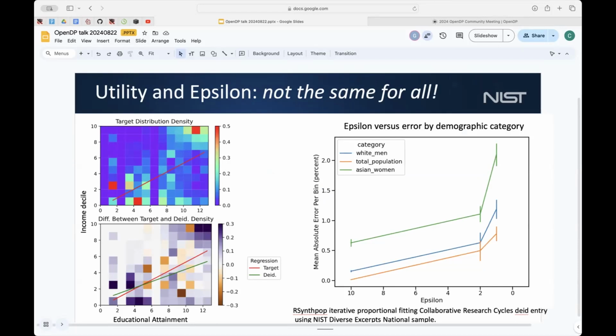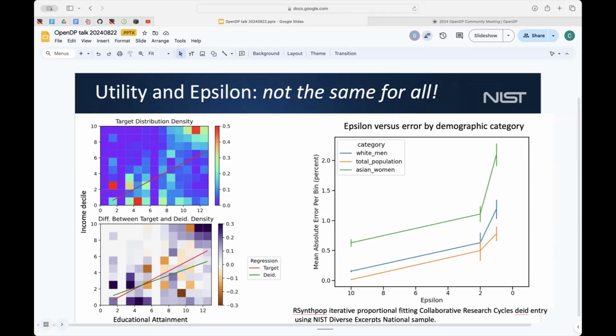collaborative research cycle. On the left, you see an example of one of the metrics that we have in SD-NIST. This is a regression analysis that uses education to predict income. So on the x-axis, we have the educational attainment from 0, which is none, to 12, which is having a terminal degree. And then the income decile is the binning of earners. The top data is the original data distribution. And then the bottom is some synthetic data that have been produced. And you can see that the synthetic data have a slightly skewed distribution compared to the original data.